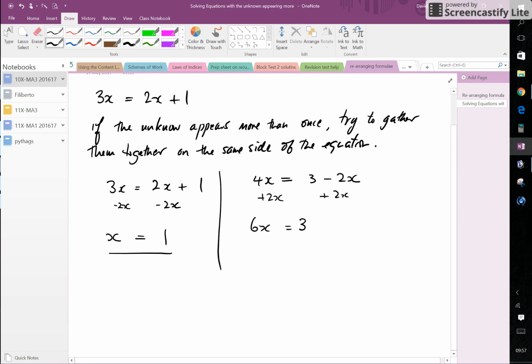Now, once we've got a single x, we can apply the rules that we had last time. So we know that if we construct from the x, we multiply by 6. So we must do the opposite of multiply by 6, which is divide both sides by 6. So we get x equals 3 over 6, or x equals a half.